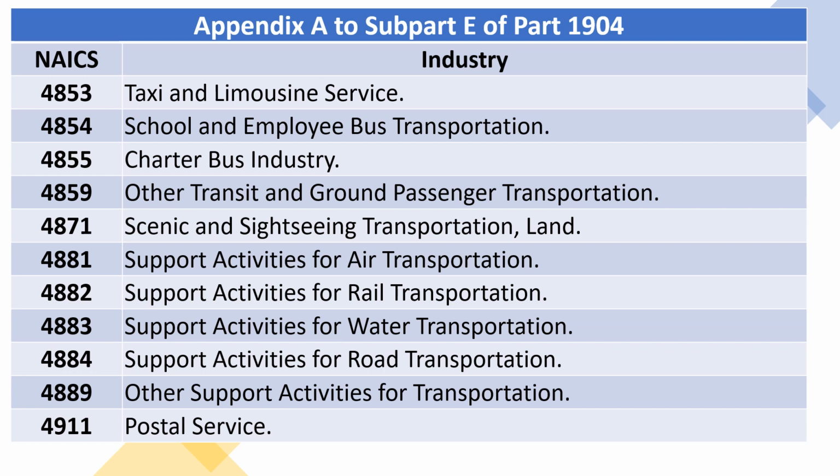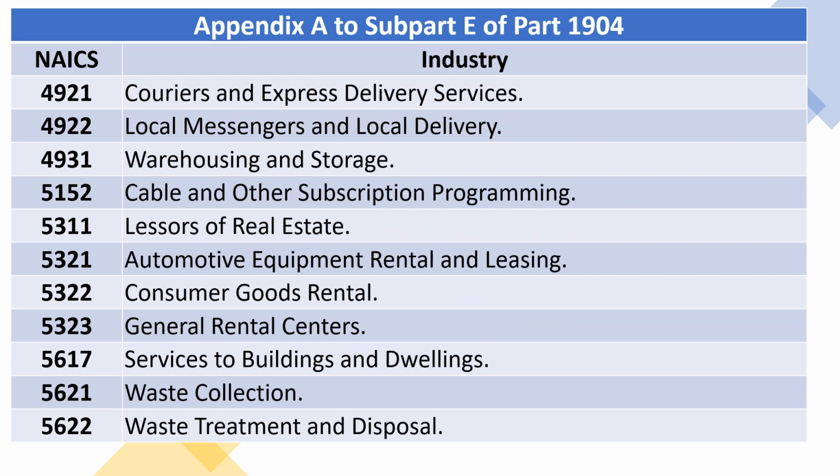4881. Support activities for air transportation. 4882. Support activities for rail transportation. 4883. Support activities for water transportation. 4884. Support activities for road transportation. 4889. Other support activities for transportation. 4911. Postal service. 4921. Couriers and express delivery services. 4922. Local messengers and local delivery. 4931. Warehousing and storage. 5152. Cable and other subscription programming. 5311. Lessors of real estate.